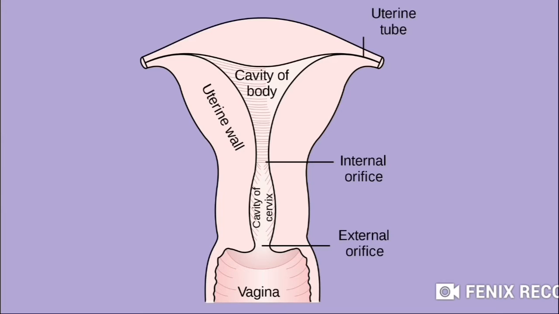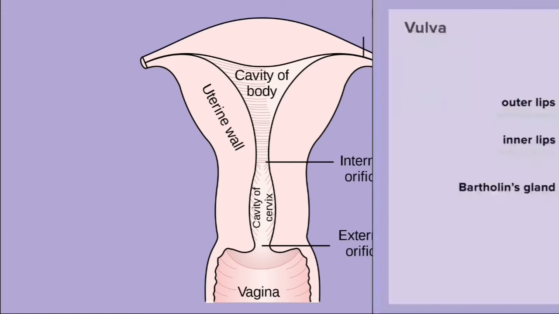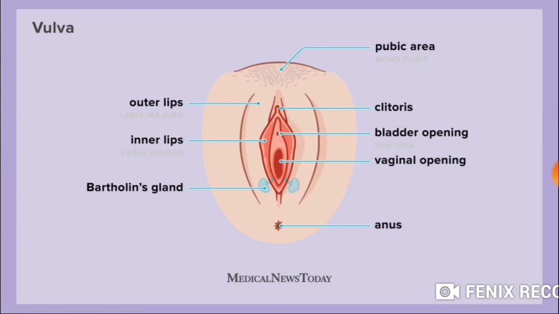This is how a uterus would look. As I said, on the outermost part it's narrow, and in the innermost part it is very wide. It is divided into three main areas: the cervix, the body, the cavity where a baby develops, and the uterine tube.